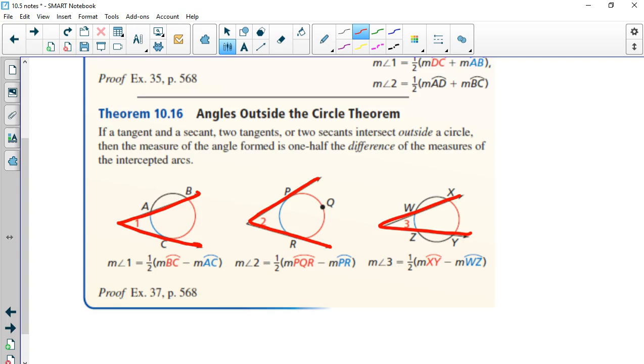So what we're going to do here is take this arc and this arc, AC and BC, and subtract them. Obviously the bigger minus the smaller, and divide by 2. So again, on the second one, PQR, which is going to be this arc, minus this arc, divided by 2. And on this one, XY minus WZ. So let's see that in action.